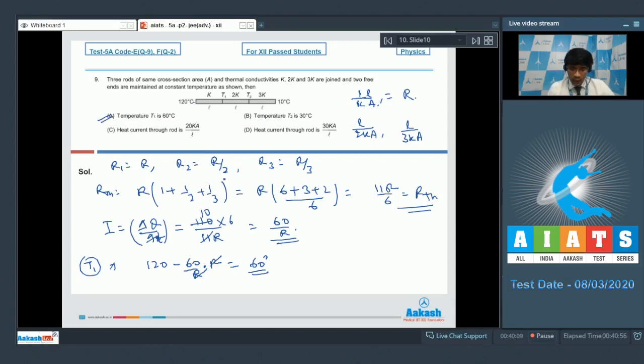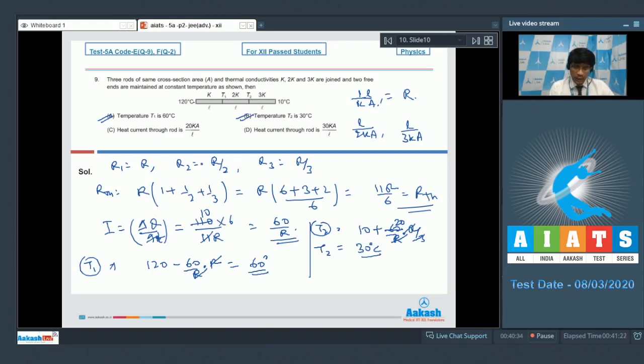And the temperature T2 is here. It would be how much? It is 10 plus I into R3. I was 60 divided by R, and R3 is R divided by 3. So this one is 20. So I'm getting T2 equal to 30 degrees Celsius. This one is also the correct answer.